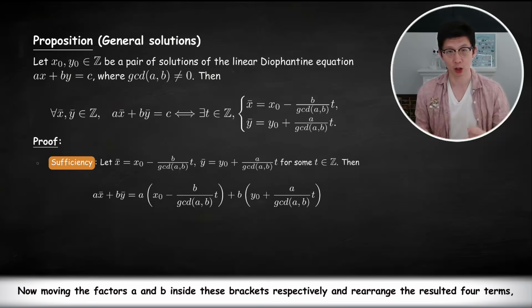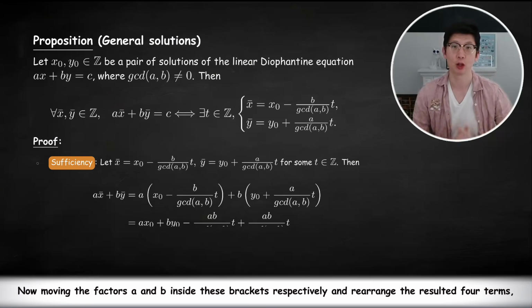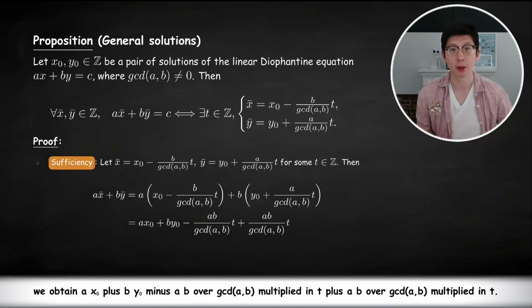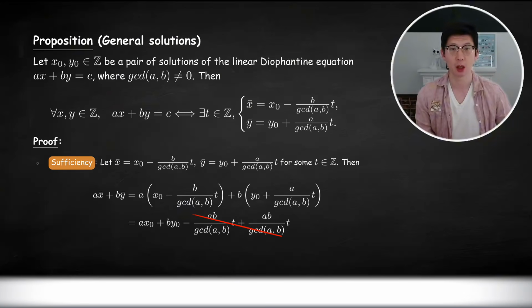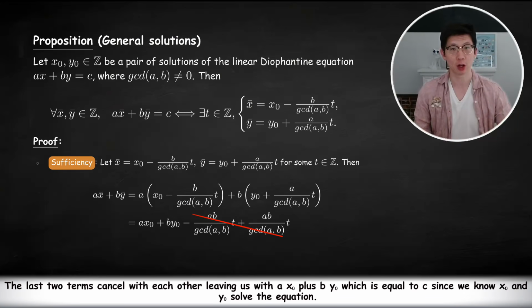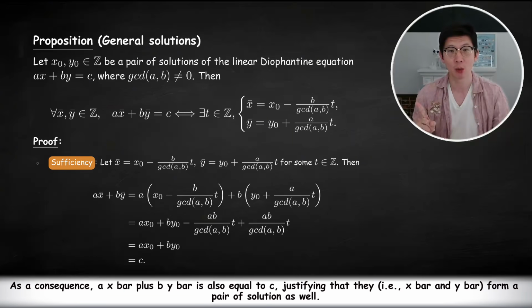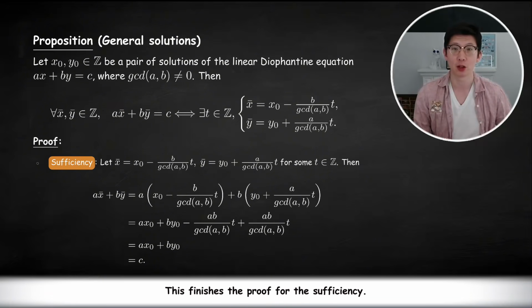Now moving the factors a and b inside these brackets respectively and rearranging the resulting four terms, we obtain ax0 plus by0 minus ab over GCD(a,b) multiplying t plus ab over GCD(a,b) multiplying t. The last two terms cancel with each other, leaving us with ax0 plus by0, which is equal to c since we know x0 and y0 solve the equation. As a consequence, a x bar plus b y bar is also equal to c, justifying that they form a pair of solutions as well. This finishes the proof for the sufficiency.